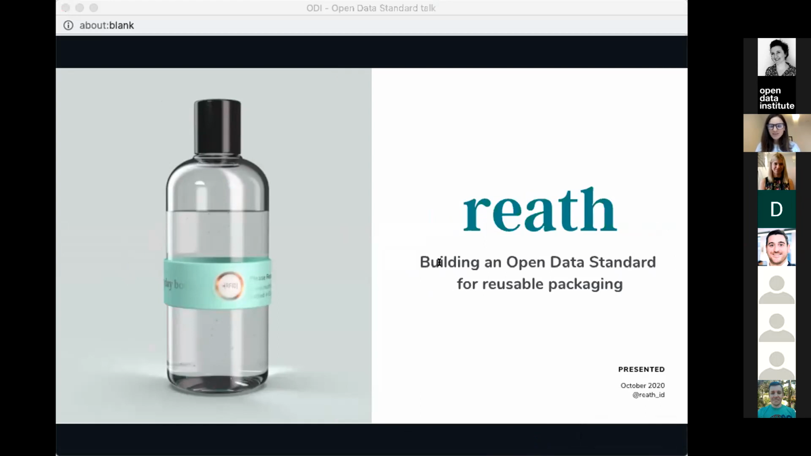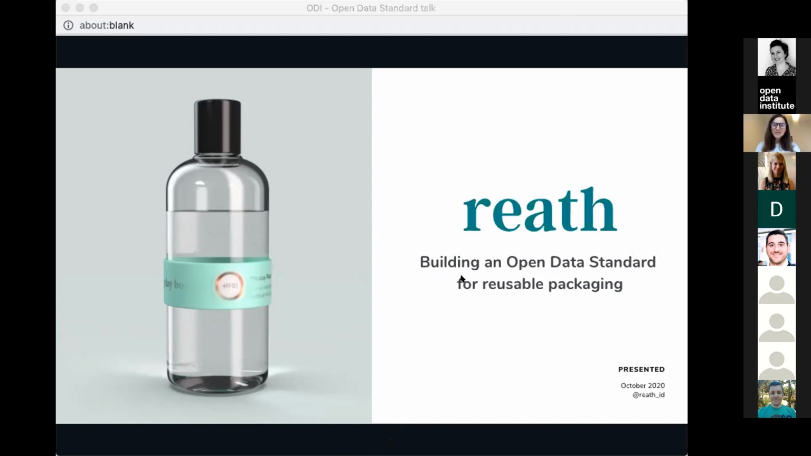Before we get started, I'd be interested to know in the comments if anyone could pop in, did you join because you're interested in reusable packaging, or maybe you always join the lunchtime lectures because you're just really interested in data standards and the work that the ODI does, because it'd be really interesting to see. Okay, well, we can return to that at the end.